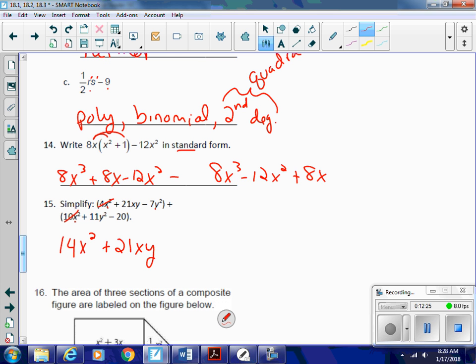Okay, here's some y squareds. I could combine those. Negative 7y squared plus 11y squared is 4y squared. And finally, that minus 20. That is in standard form, and it is simplified.